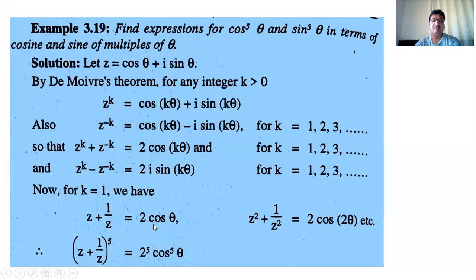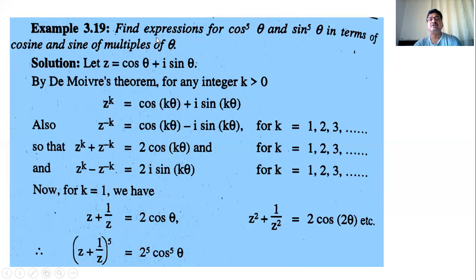Okay, then take the fifth power of both sides of this equation: z plus 1 by z raised to 5 is equal to 2 raised to 5 cos raised to 5 theta, because the problem is to find the expression for cos raised to 5 theta. That's why we take the fifth power of both sides. Similarly, to find the expression for sin raised to 5 theta, we take the fifth power of that equation. So we have to find the expression for cos raised to 5 theta, and we take the fifth power of both sides of this equation.